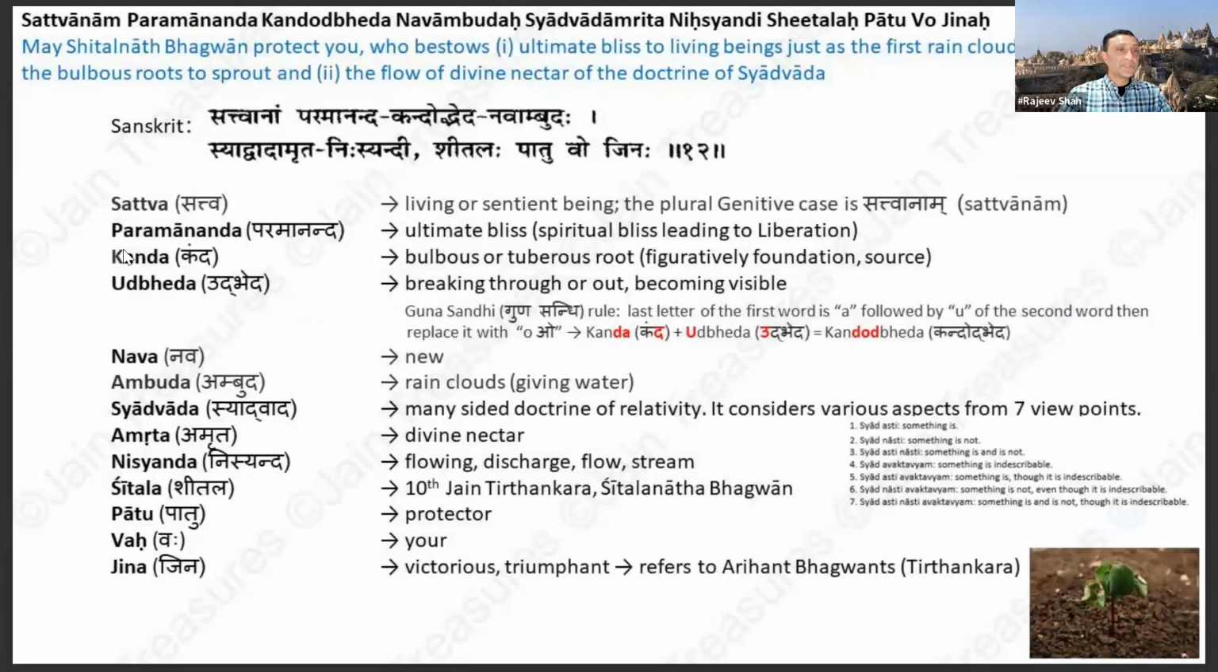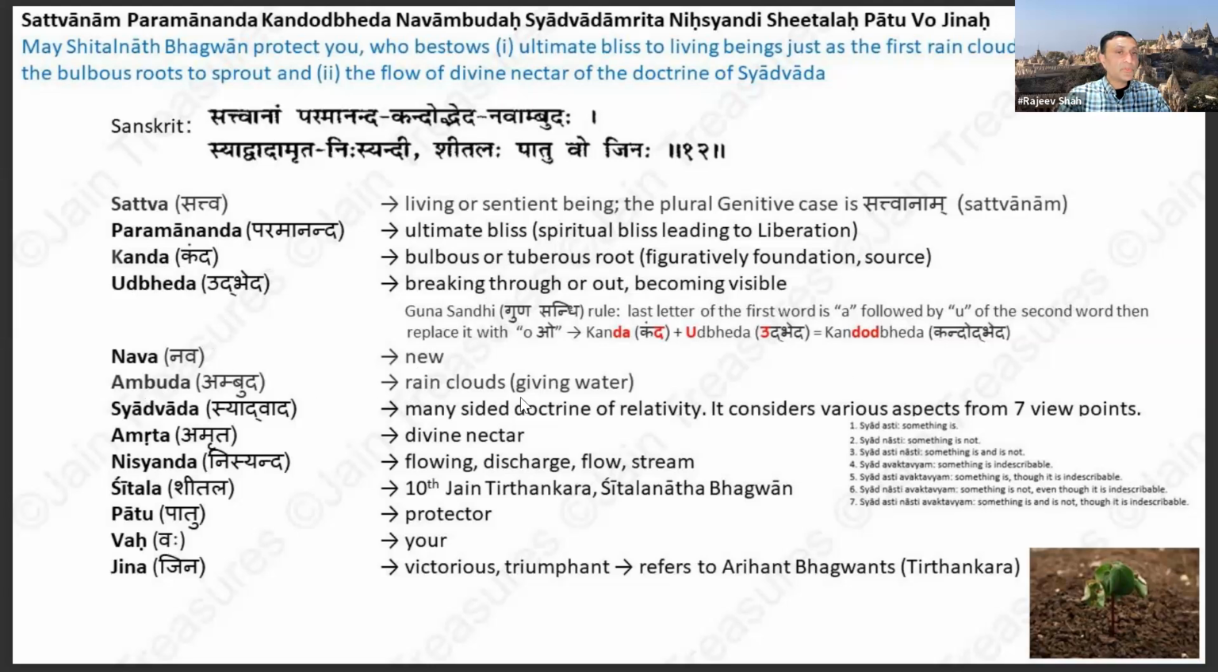Yeah, okay. So Sattvanam Paramananda Kandod. So bulbous or tuberous root. Now when we look at the meaning of this verse, it's figuratively known as foundation or source, because roots, as you can see, the emphasis is on the root. When you have the roots of the tree, those are the foundations of the source. So that's the implication of this word in this verse. Udbheda, breaking through or out. Again, there is a guna sandhi here, very similar to the previous one. A and U combined together becomes an O. So that becomes Kandodbheda.